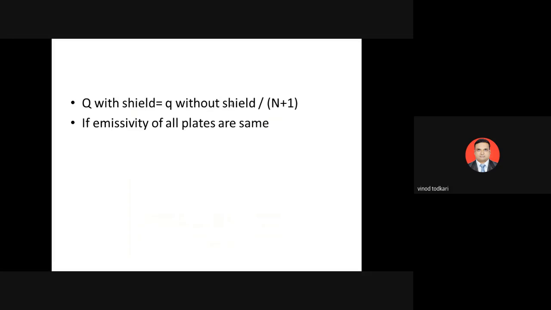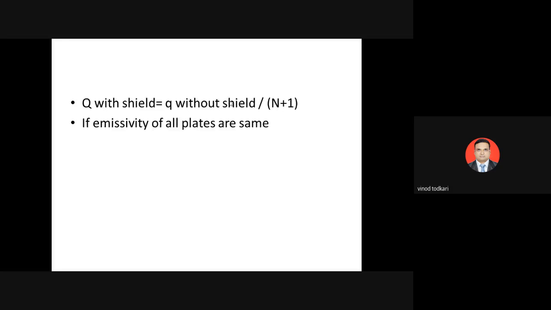So what is the simple formula? See, this is a special case. In practice, this case will not exist. It will never happen that you use a shield having the same emissivity as that of the plates. Practically, we will use radiation shields having very low values of emissivity so that the surface resistances will be high and the radiant flux losses will get reduced drastically, substantially.